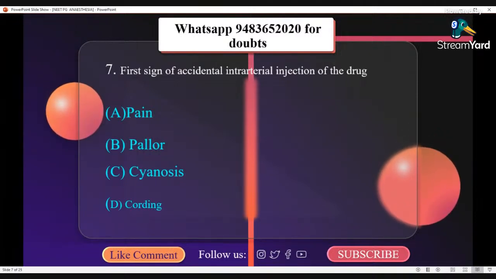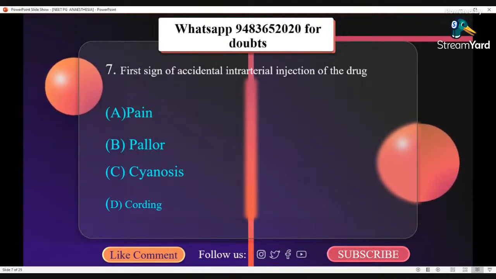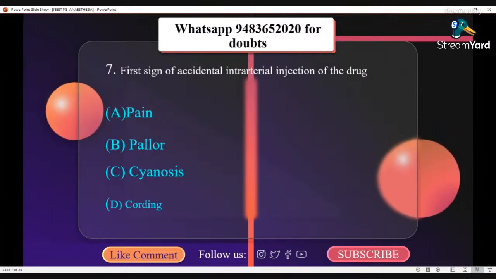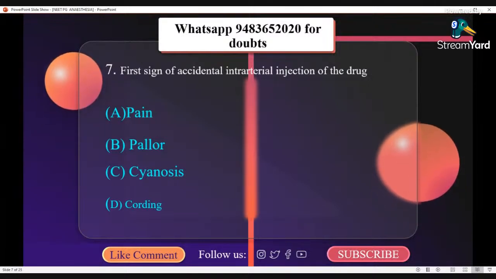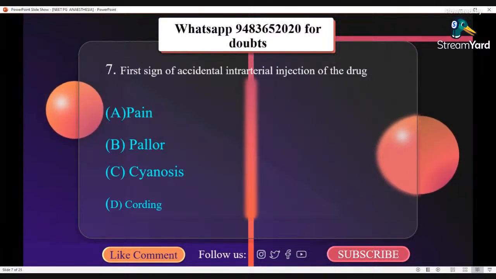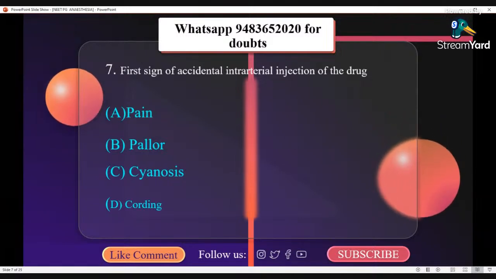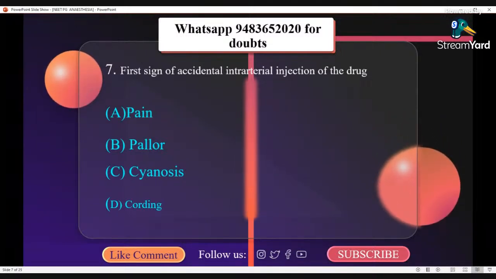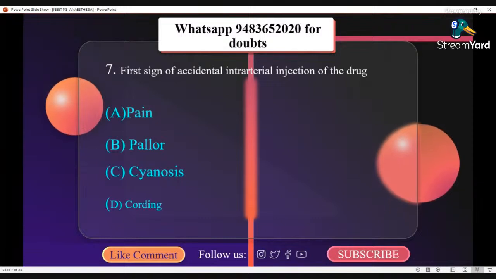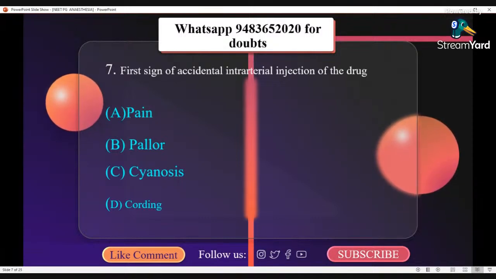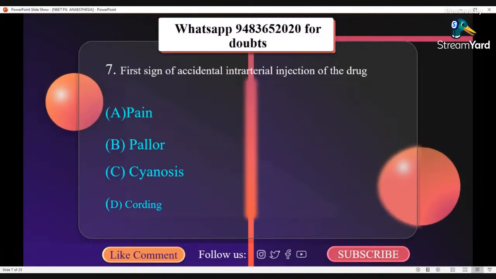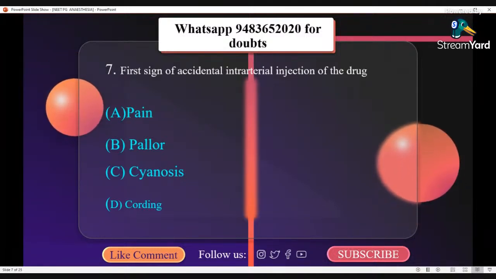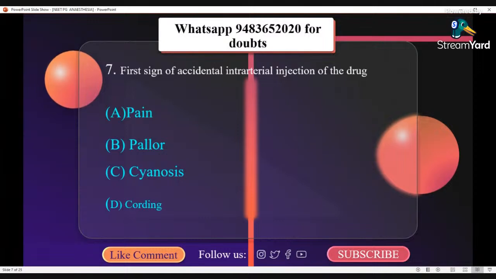Now let us look deeper into this. So the answer is B, pallor. So first sign of accidental intra-arterial injection of drug is pallor. And first symptom of accidental intra-arterial injection of drug is pain.